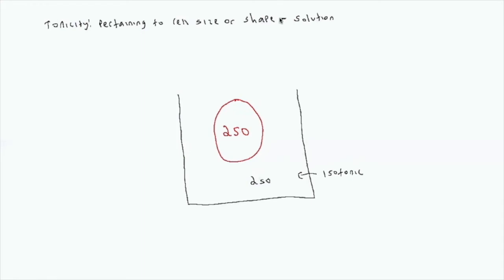Because of that, water is going to enter the cell, but it's also going to leave the cell. Because water doesn't stay still. It's going to be constantly moving in and out of the cell. Because of that, the cell is neither going to gain nor lose water. It's going to be equal. And because of that, we are going to say that this cell is going to stay the same size. So there will be no change in cell size.